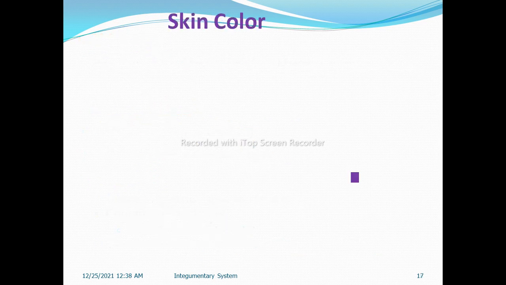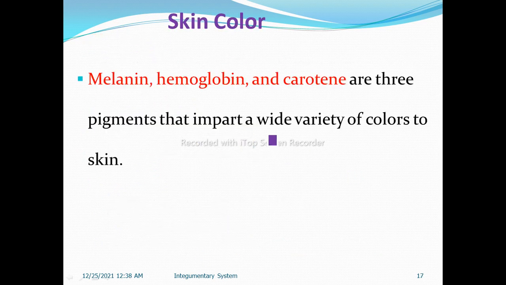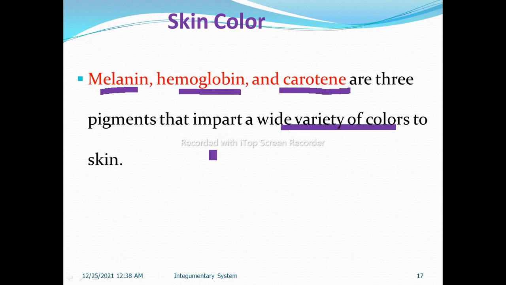The other is skin color. By the way, these three pigments, melanin, hemoglobin, and carotene, are three pigments that impart a wide variety of colors to the skin. So our skin color is determined by the amount of melanin, hemoglobin, and carotene we have.